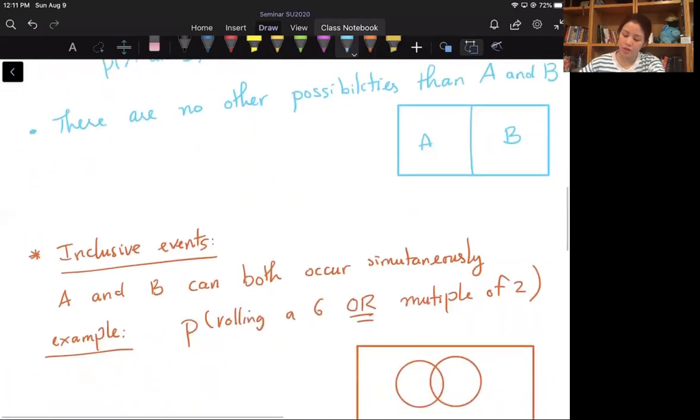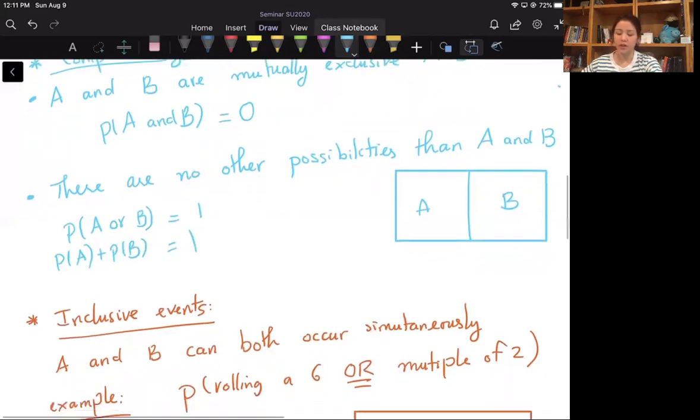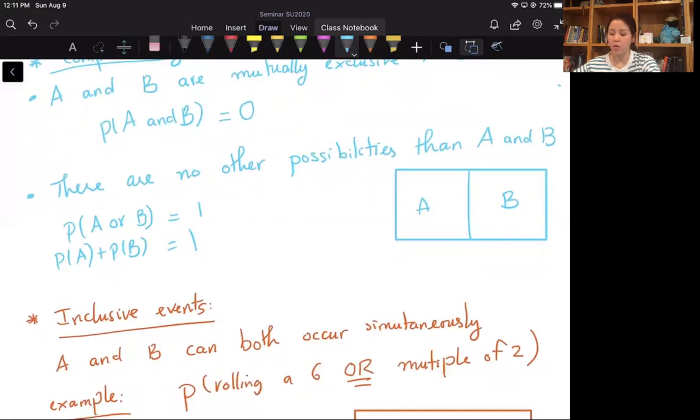Okay, so let me write here, P of A or B is equal to 1, right? Or P of A plus P of B is equal to 1 because they are mutually exclusive, right? Their P of A or B is equal to P of A plus P of B.